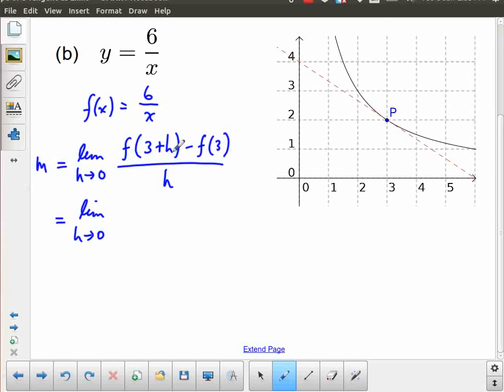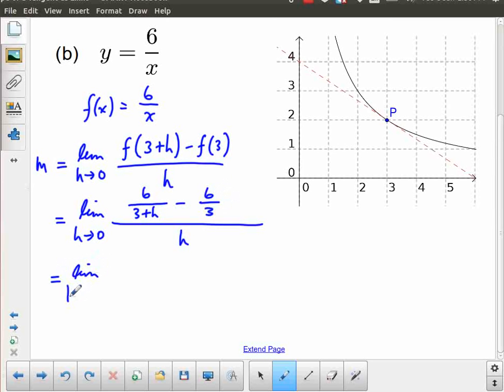What is f of 3 plus h? Well, f of x is 6 over x. And you want to be really careful here. I'm going to put in my main dividing line. This is over h. So f of 3 plus h is simply 6 over 3 plus h. Wherever there was an x before, I've now put a 3 plus h, minus 6 over, wherever there was an x before, I'm going to put a 3.